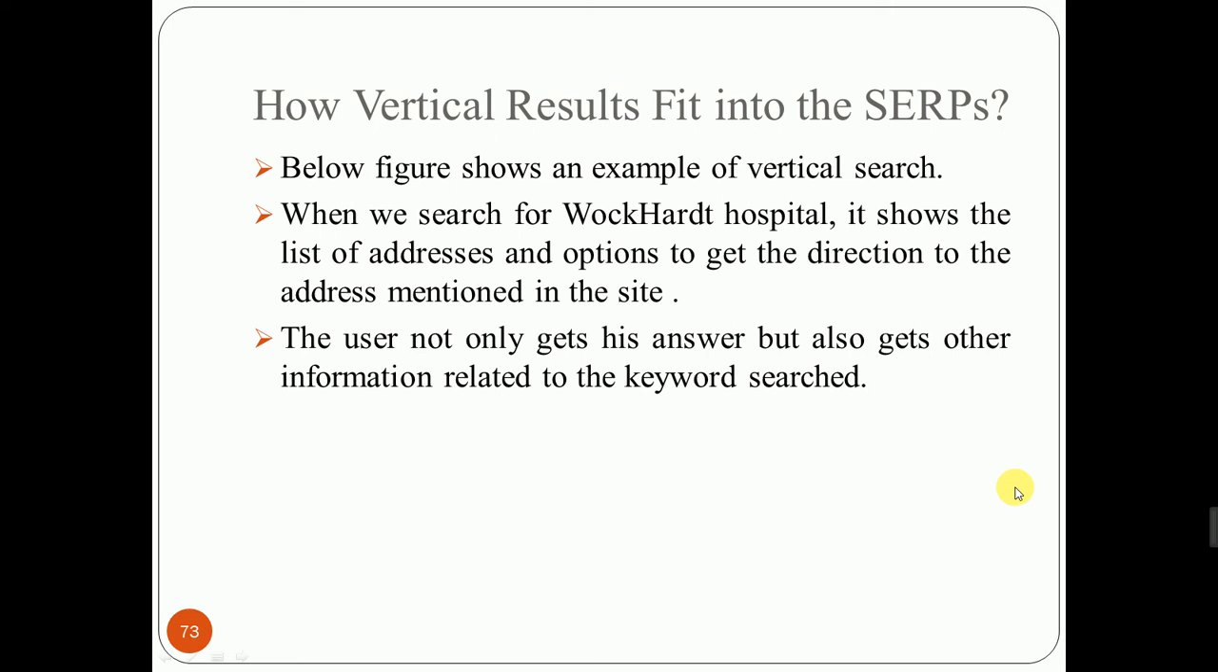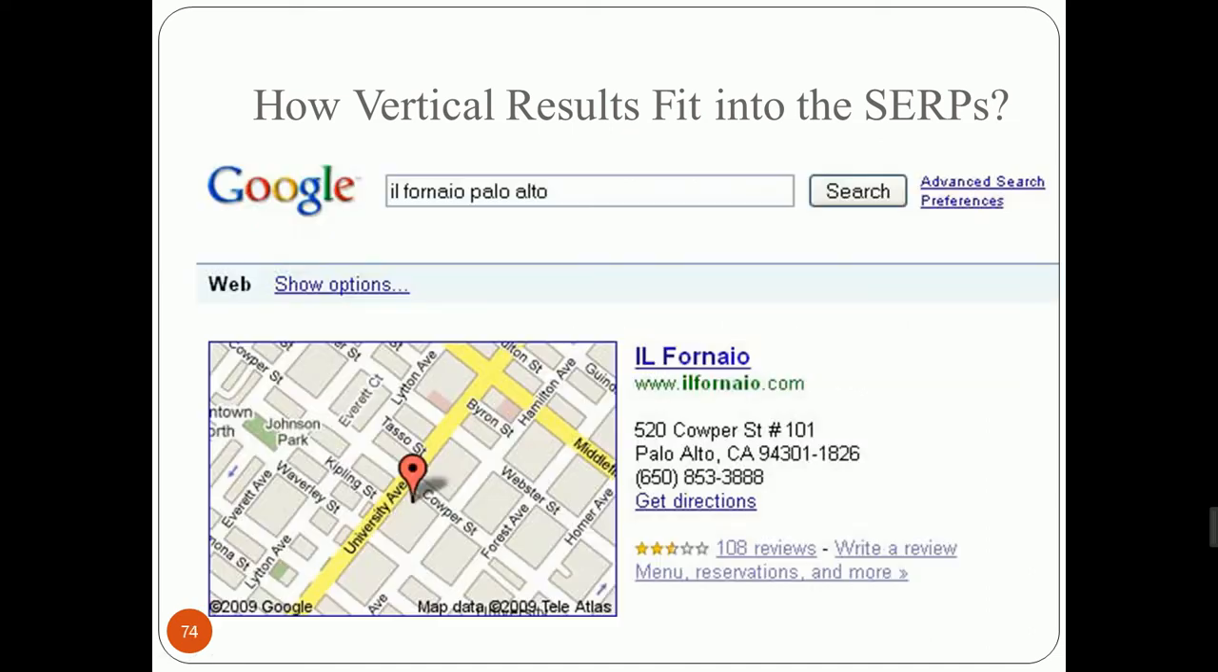The figure below shows an example of vertical search. When we search for Vocard hospital, it shows a list of addresses and an option to get directions to the address mentioned on the site. When you search for Vocard hospital, it gives you many results. It also gives the location and directions, how to drive from your current location to the Vocard location. The user not only gets the answer but also gets other information related to the keyword searched.